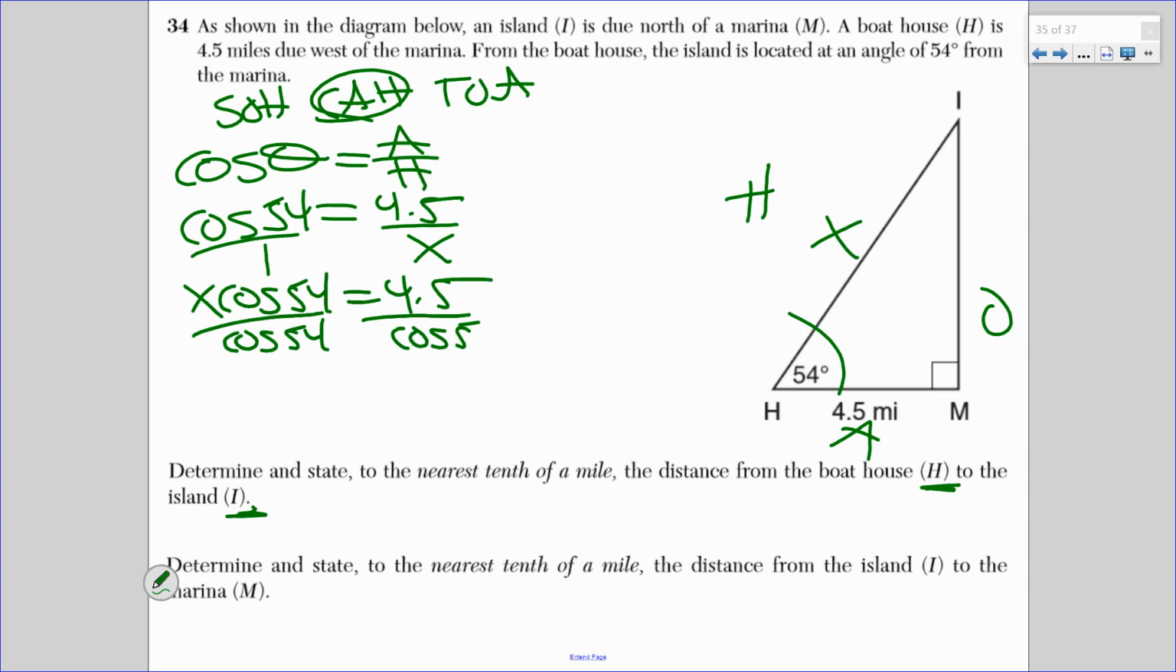X equals 4.5 divided by cosine of 54. Again, you might want to make cosine of 54 into a decimal to make it a little bit easier on you. Make sure you round to the appropriate value, nearest tenth. 7.7.